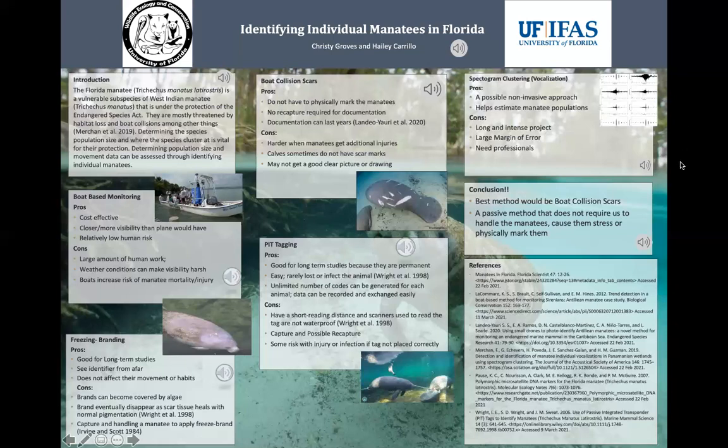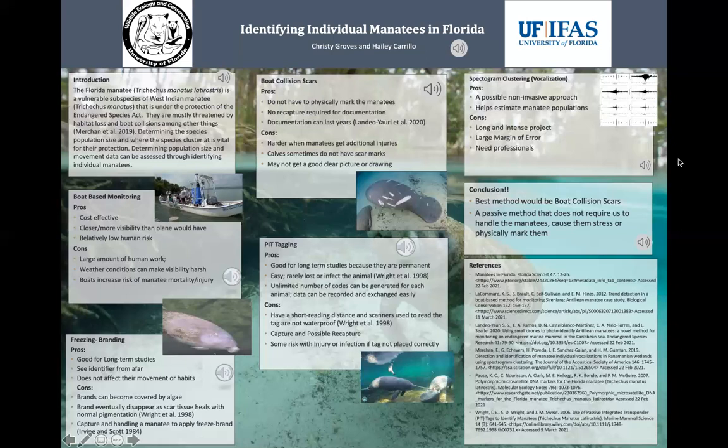PIT tagging is a permanent marking method that is done on animals that are captured in the wild or in rehabilitation before release. PIT tagging is when you take a sharp, sterile needle and inject a microchip underneath the animal's skin. When the animal needs to be identified, the chip is activated with an electronic charge by a scanner.